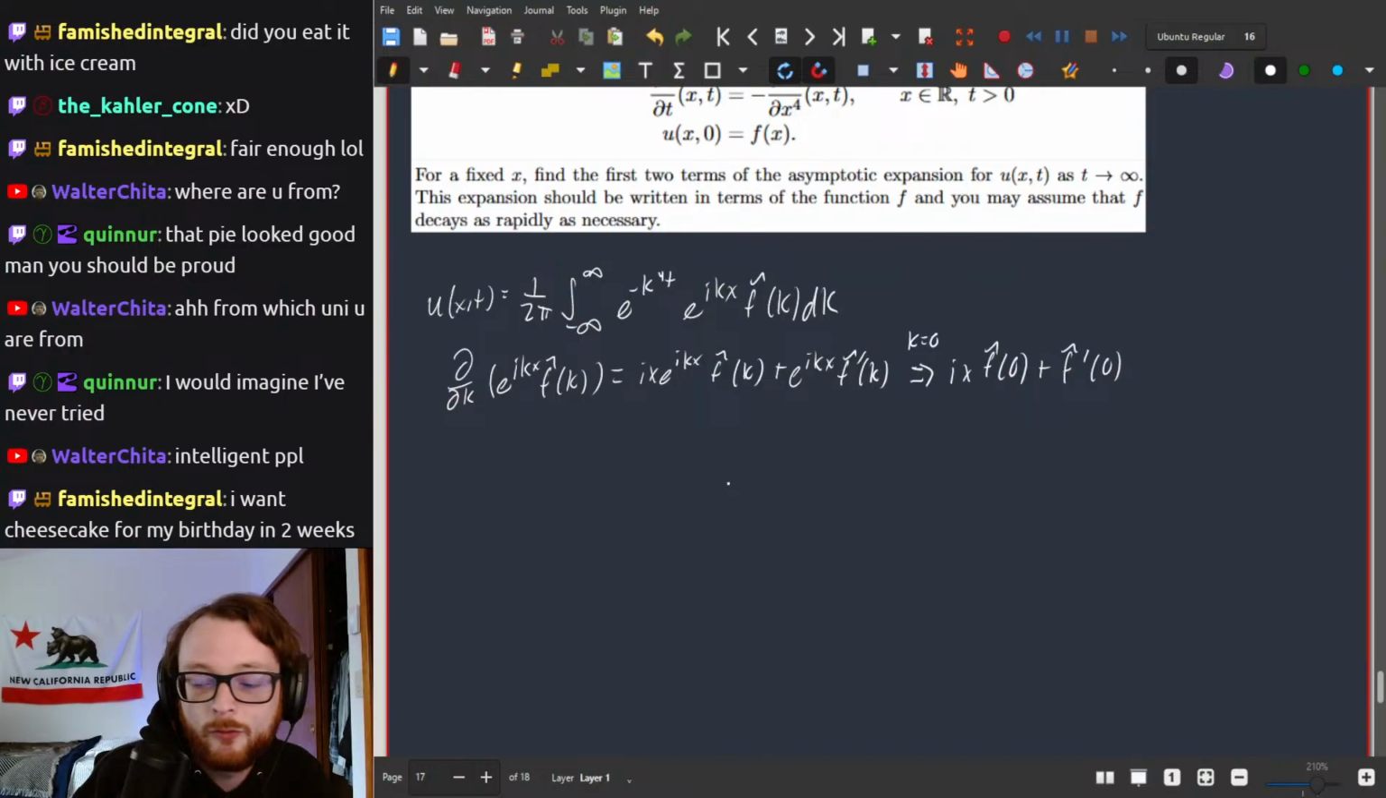Cheesecake for your birthday in 2 weeks. Ooh. We got a soon-to-be birthday boy. Cheesecake is a great choice. Cheesecake is probably my favorite dessert.